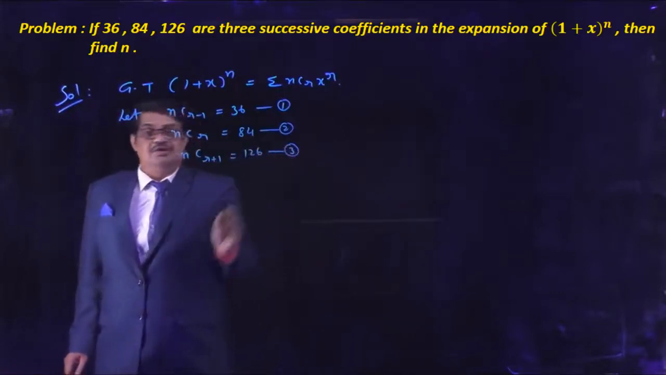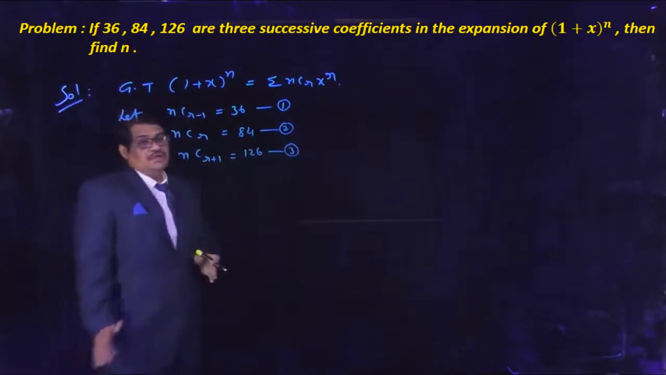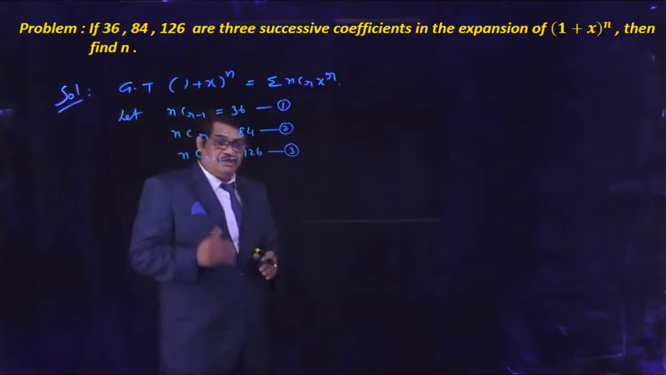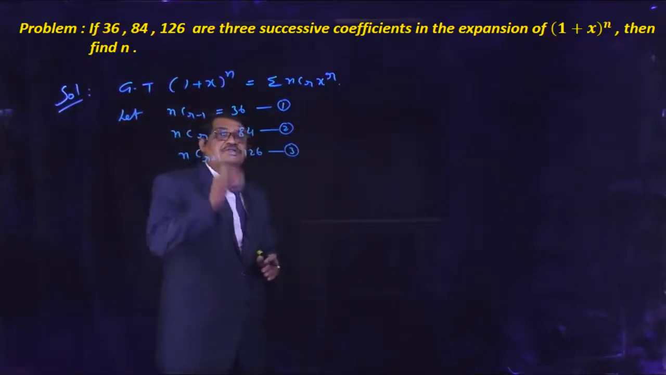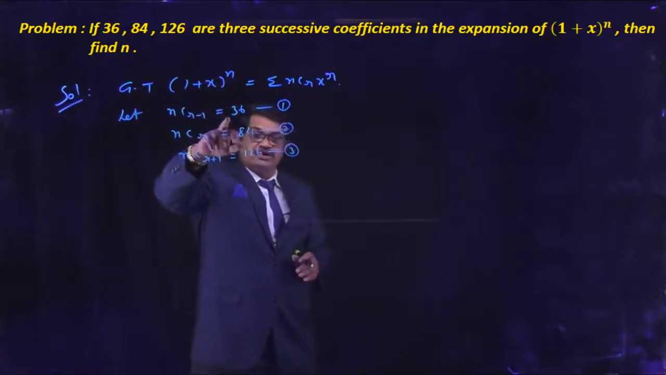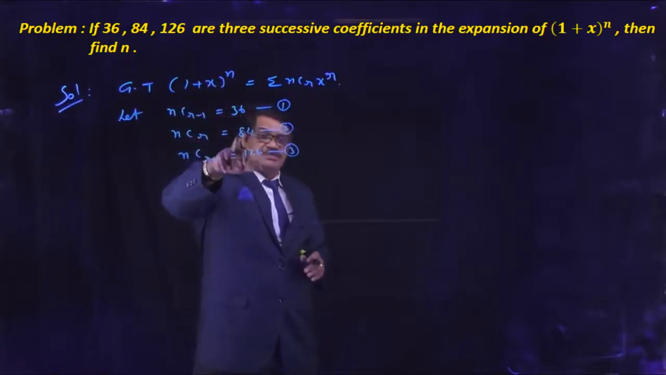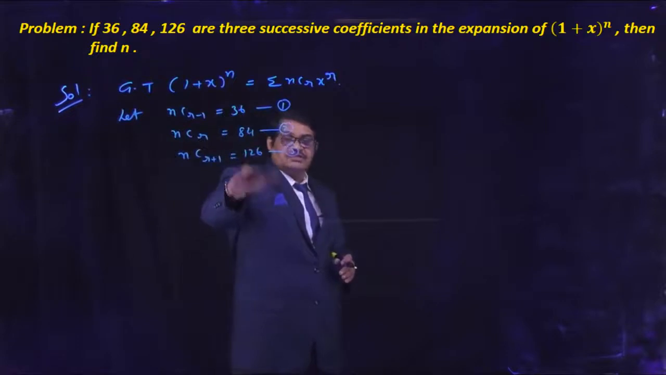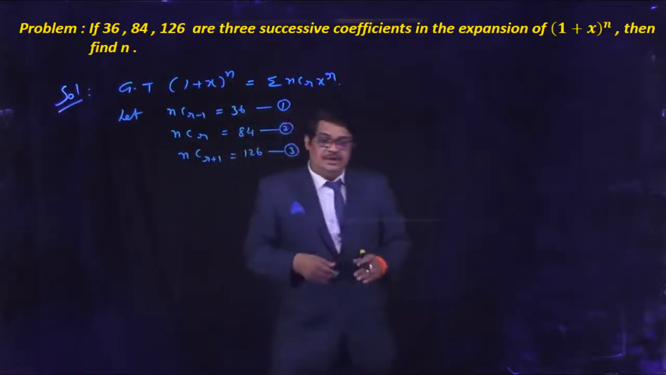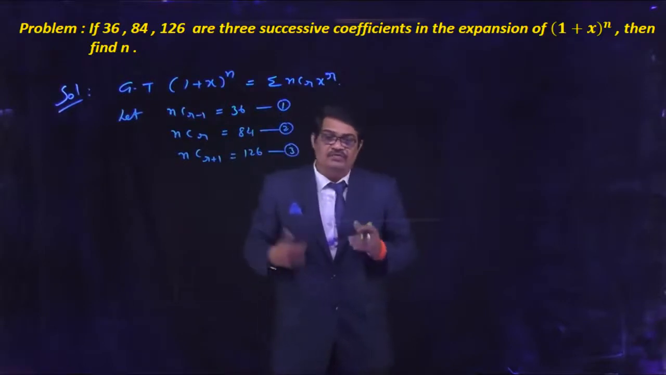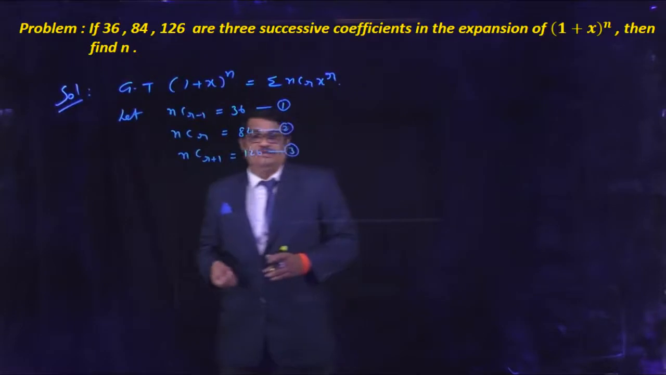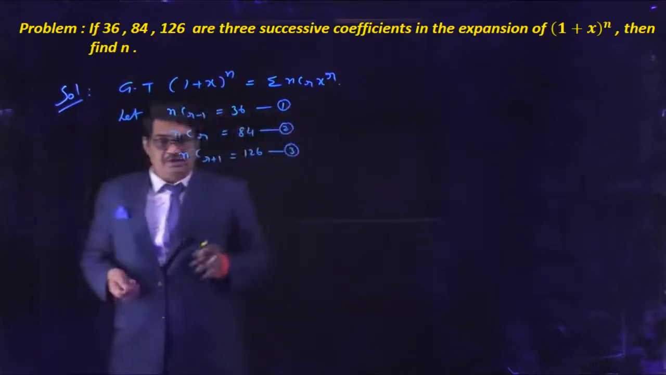These are the three successive coefficients nC(r minus 1), nCr, nC(r plus 1). These are the three successive coefficients in this binomial expansion. These are the values you had given. So that is 36, 84 and 126. These are the three successive coefficient values in the given expansion. Now we have to find the value of n using these three equations.